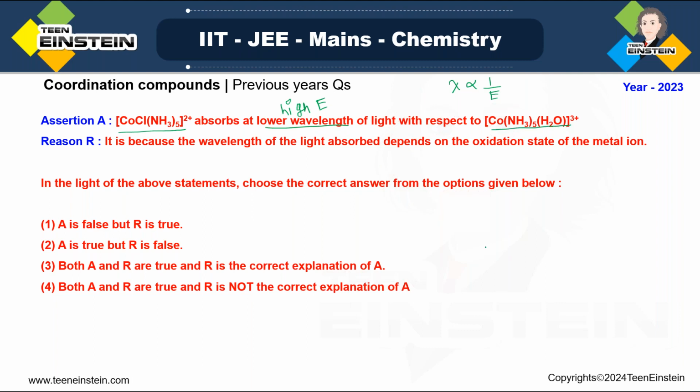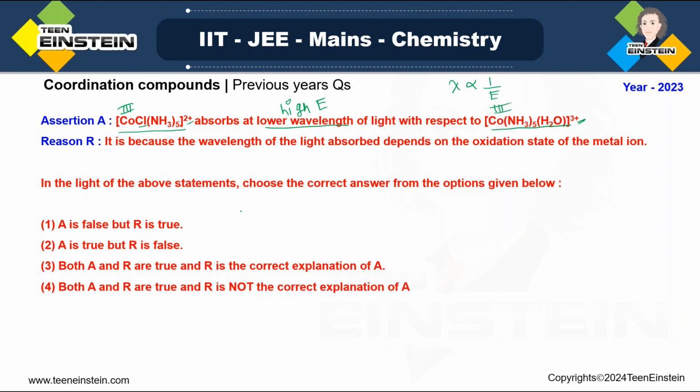Now both are cobalt. What about the oxidation state? In the second case, it is 3 plus, and ammonia, water, both are neutral. That means here also oxidation state is 3. In the first case, we have one negative ligand. Ammonia is neutral. 2 plus is mentioned outside. That means here also oxidation state is same. So in both complexes, with respect to oxidation state, we cannot say anything.